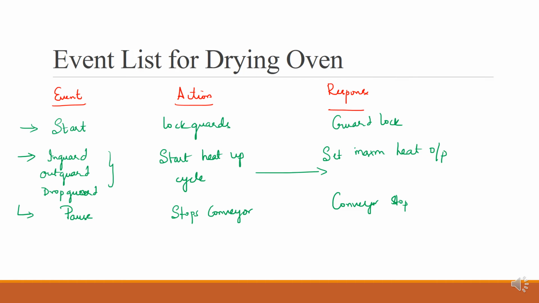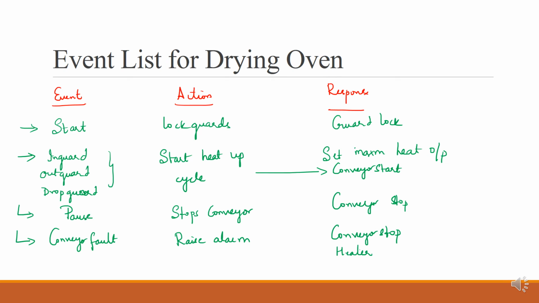Similarly, in this case, one more signal, that is conveyor start, is activated. If all the guard locks are locked, the conveyor can start. Wherever there is a pause, it immediately stops the conveyor and it says conveyor stop. Like that, we can have a conveyor fault event. If there is any fault in the conveyor, the action taken is raising an alarm, which immediately responds to stop the conveyor belt, and of course it also stops the heater.